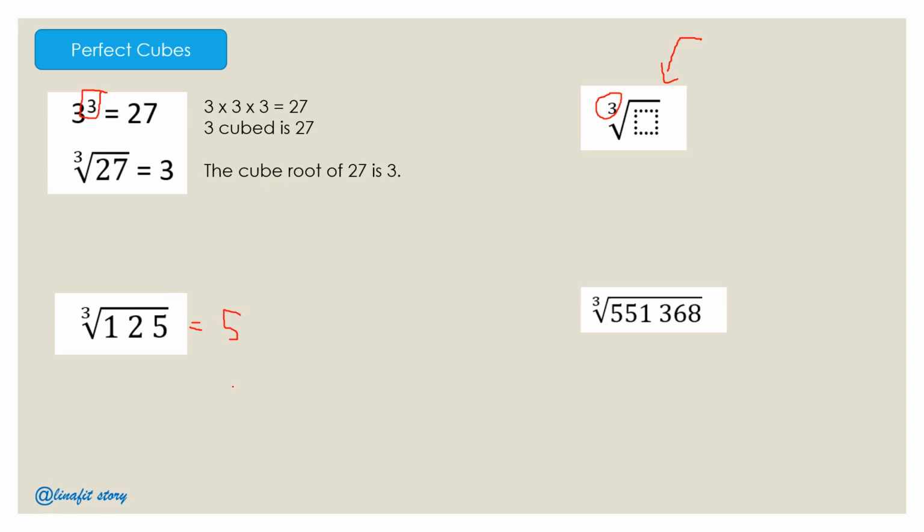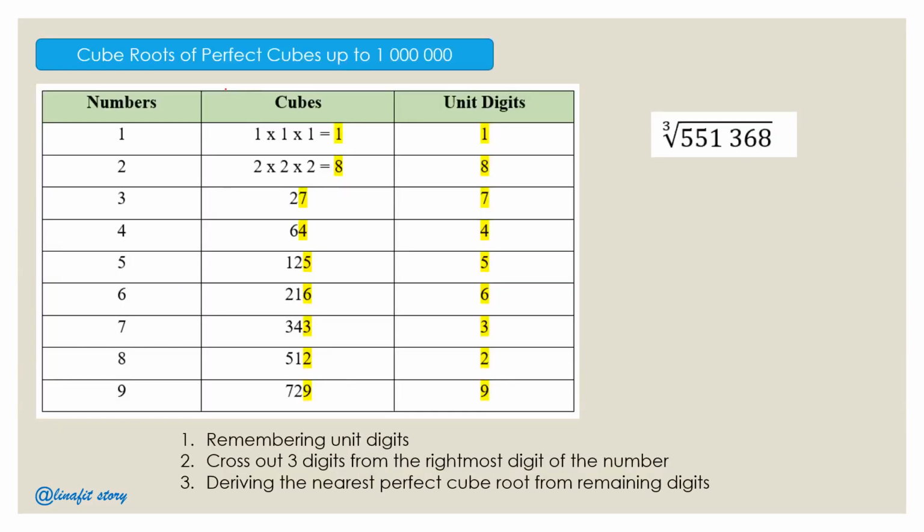It is easy to work out the cube root of a perfect cube, but it's hard to work out other cube roots. For example, find the cube root of 551,368. Look at the table. There are numbers, cubes, and unit digits. Unit digit is the rightmost digit of the number. For example, 1 cubed is 1, the unit digit is 1. 2 cubed is 8, so the unit digit is 8. 3 cubed is 27, so the unit digit is 7, and so on.